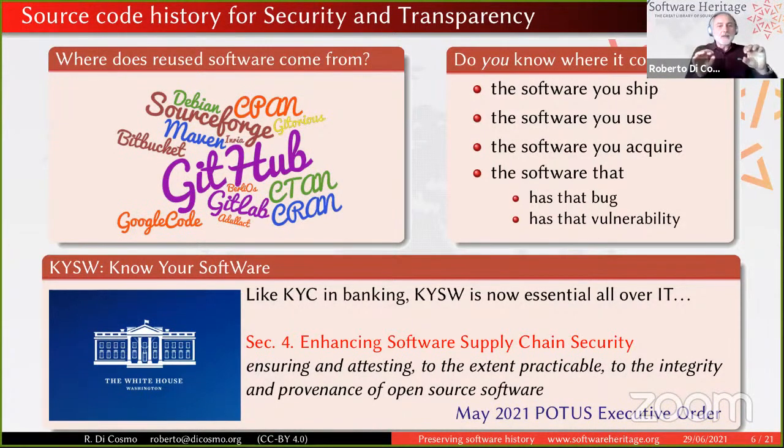And this means, for example, ensuring, testing to the extent practicable, the integrity and provenance of open source software. To do that, you need to trace the history of software. You need to keep this history of software. So I hope this is enough motivation.